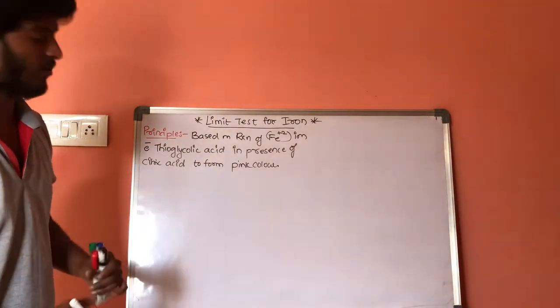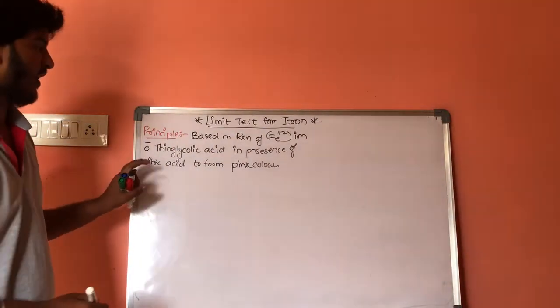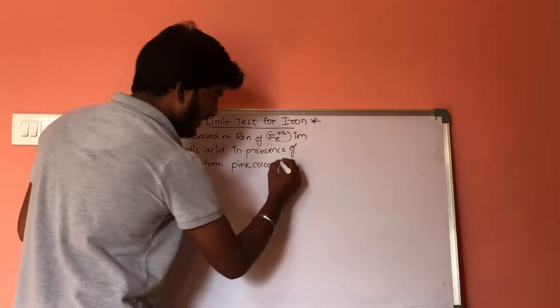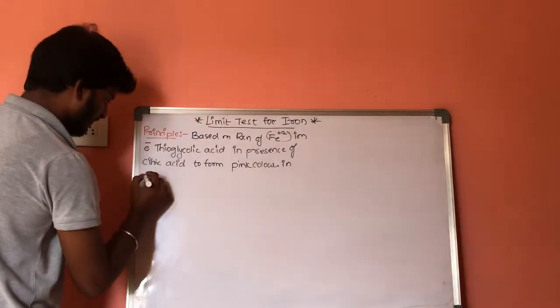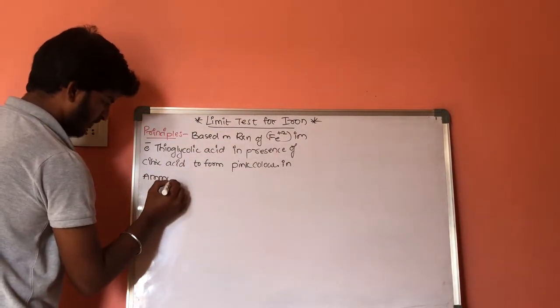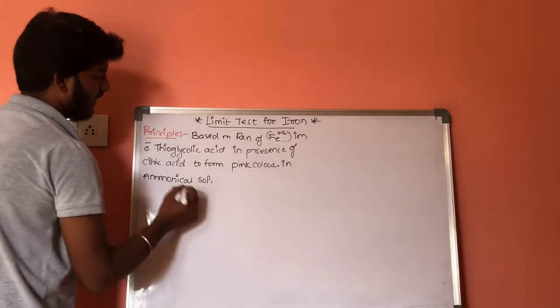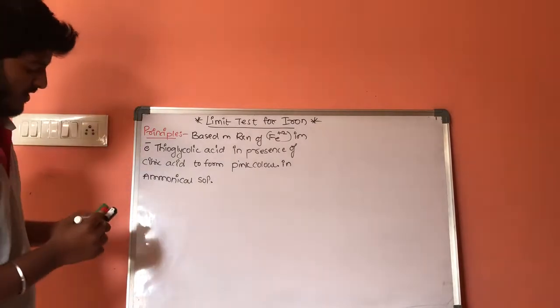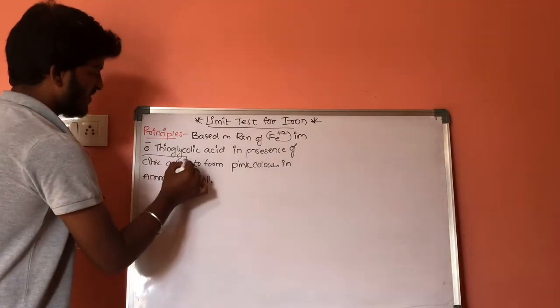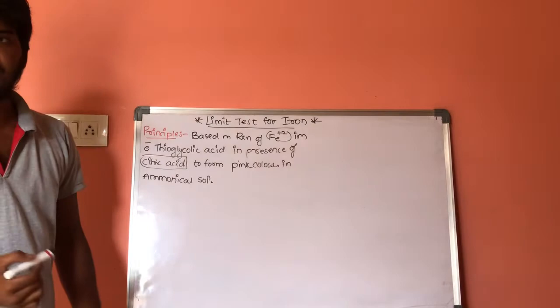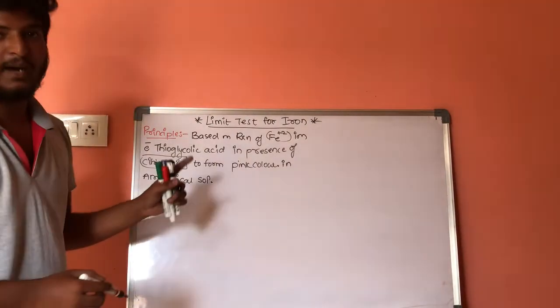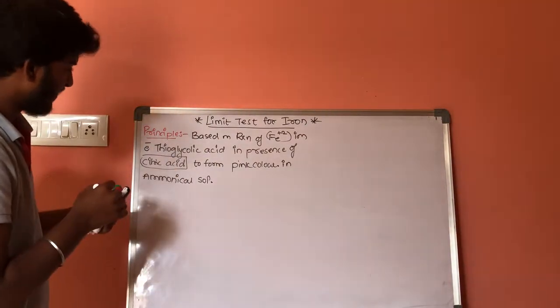Now this citric acid is in ammoniacal solution. What is the importance of this citric acid? It will inhibit the precipitation of ammonia ions. Now this is the principle.